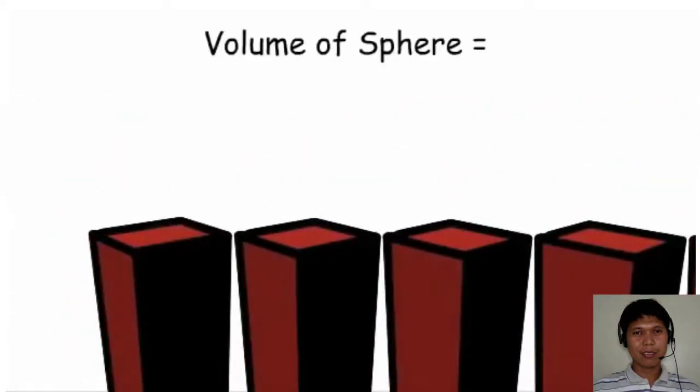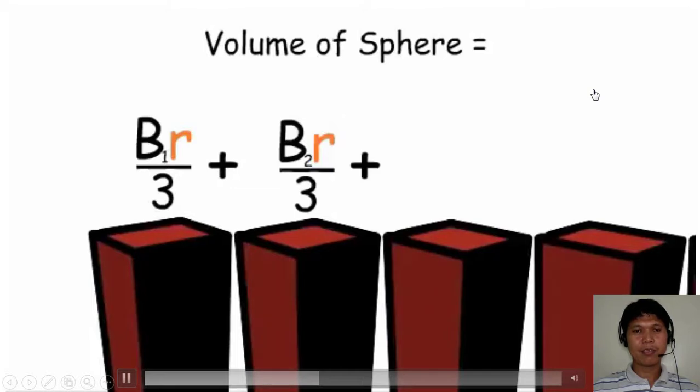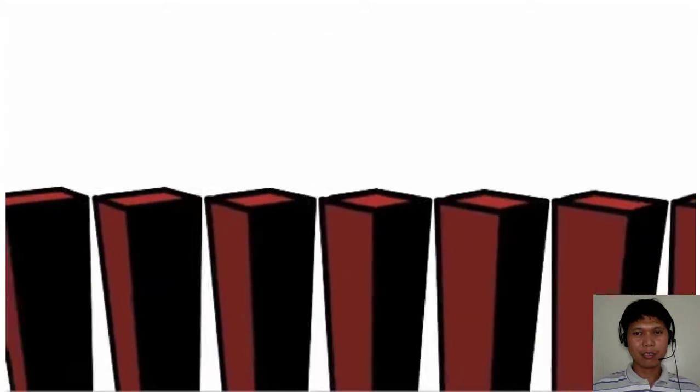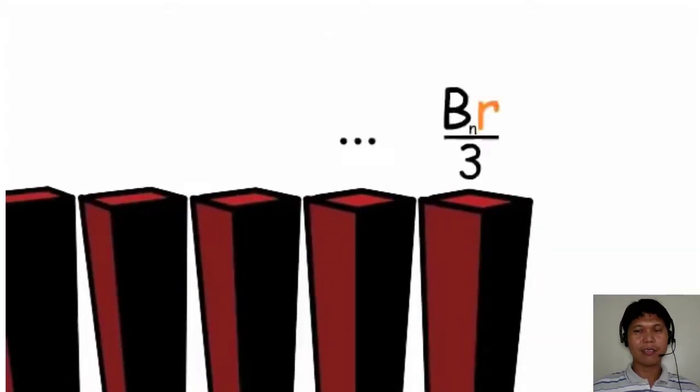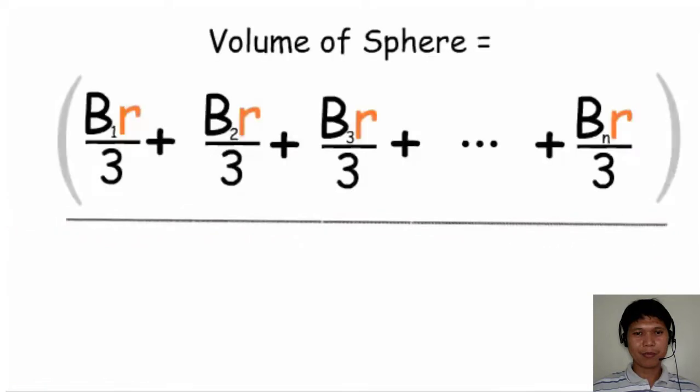Ayan. So lining up the pyramids, we start from the beginning, and we have volume of the sphere is equal to base 1 r over 3 plus base 2 r over 3 plus base 3 r over 3. And we will continue this process up until the last pyramid. Now we don't know how many pyramids we have, so we just let base n r over 3 simply represent the last pyramid. So having added up the pyramids together, we have this complete simple formula to work with.